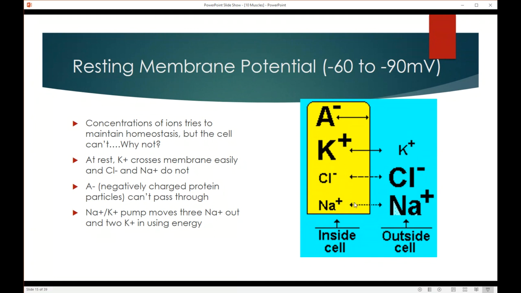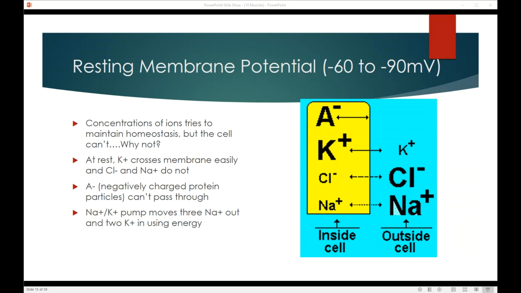So we have that sodium potassium pump, and that sodium potassium pump is going to pump 3 sodium out and 2 potassium in, right? So 3 sodium out, 2 potassium in. And so it's going to help to maintain this resting membrane potential.